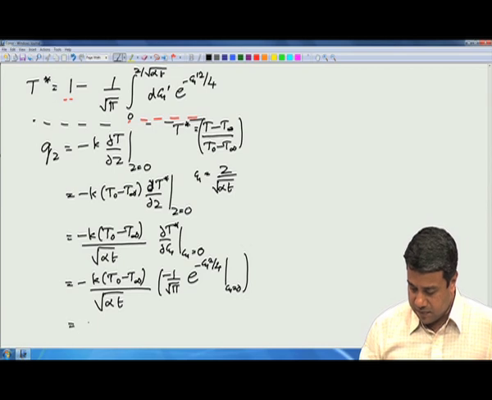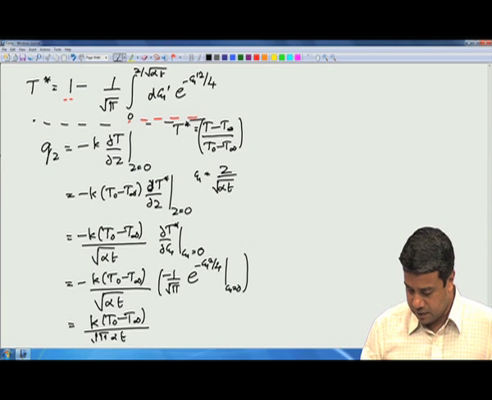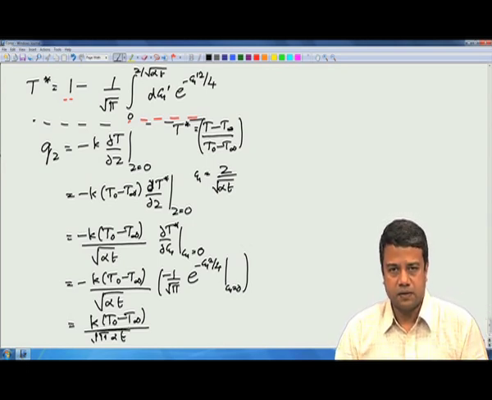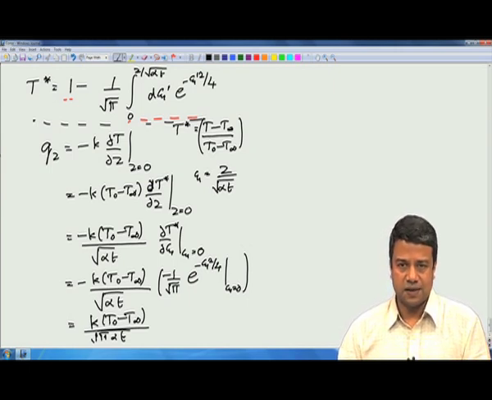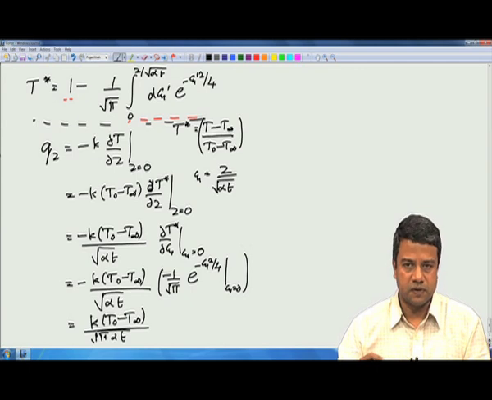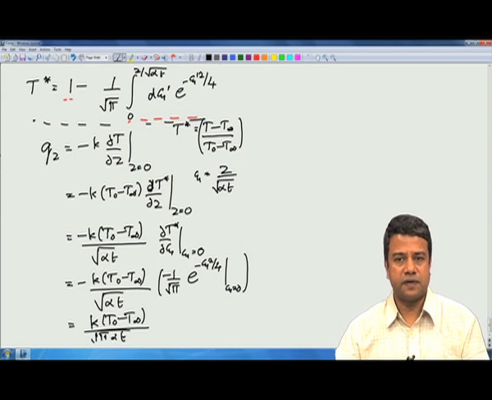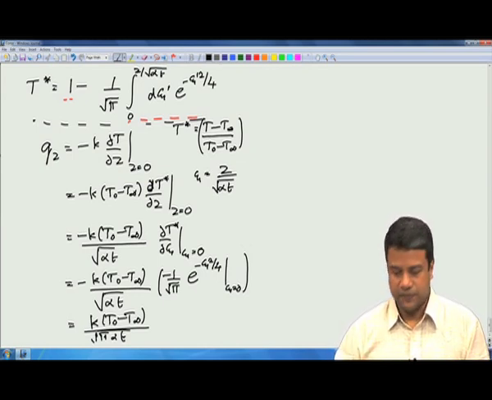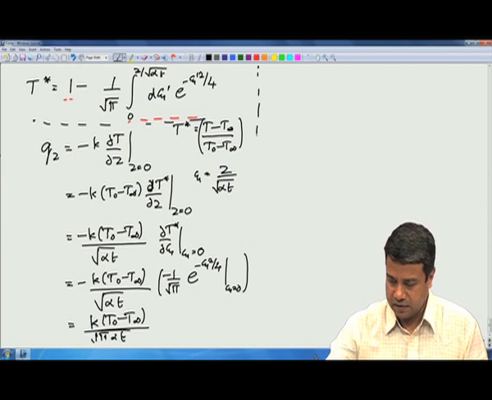So, I basically get k by root of pi alpha t. Okay. So, that is going to be the heat flux coming from the surface. So, the heat flux decreases with time as 1 over square root of t. That is no surprise. The penetration depth increases proportional to square root of t. The heat flux is the derivative. So, the derivative will scale as the temperature difference divided by the characteristic length scale. Therefore, it decreases as 1 over square root of t.